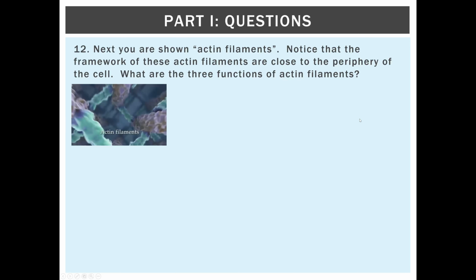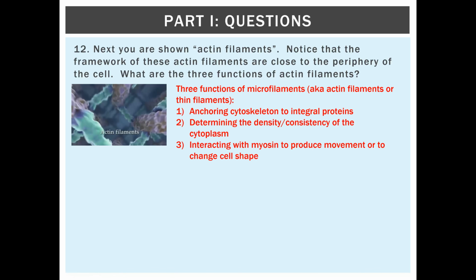Number 12 says, next you are shown actin filaments. Notice that the framework of these actin filaments are close to the periphery of the cell. What are the three functions of actin filaments? So the three functions of actin filaments, which are also called microfilaments or thin filaments, they anchor the cytoskeleton to the integral proteins, as we just talked about.